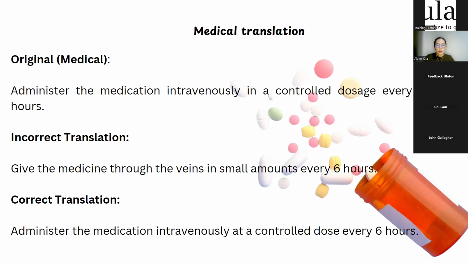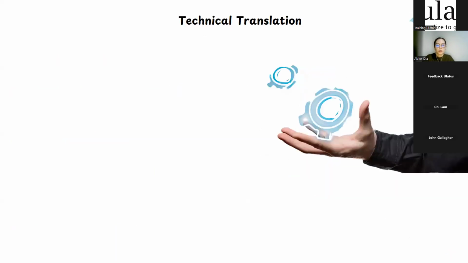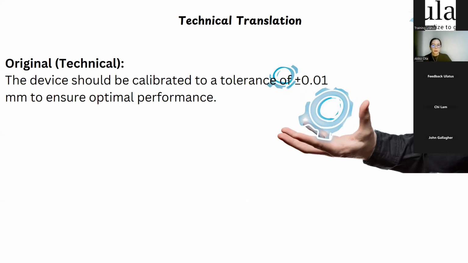And finally, we will move on to the technical translation example. The device should be calibrated to a tolerance of plus or minus 0.01 millimeters to ensure optimal performance. How about this sentence? And you might see some technical terms that should be retained or changed.